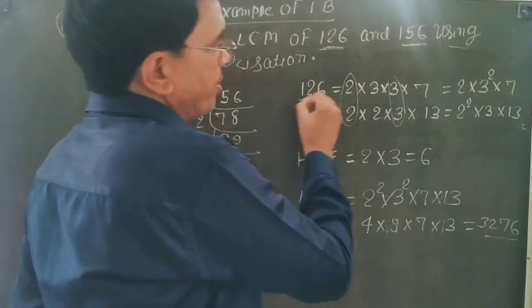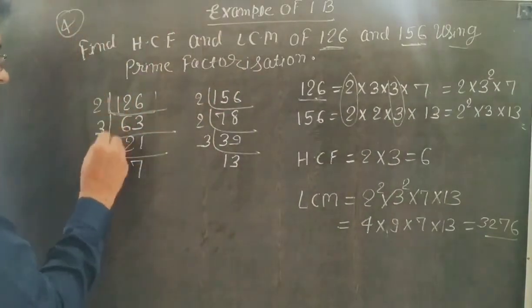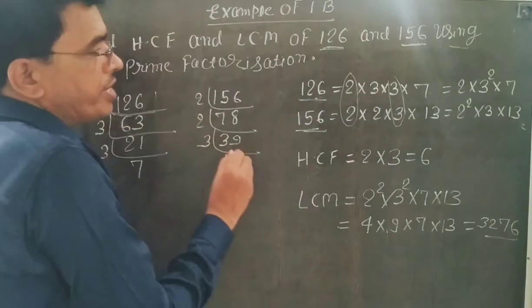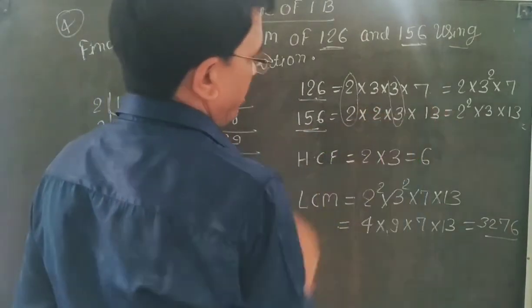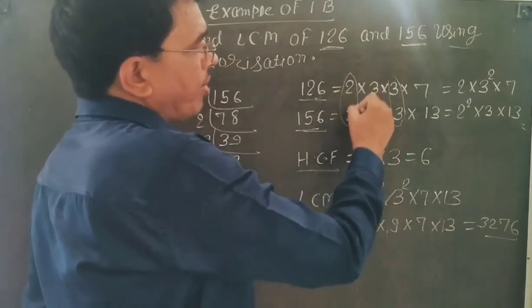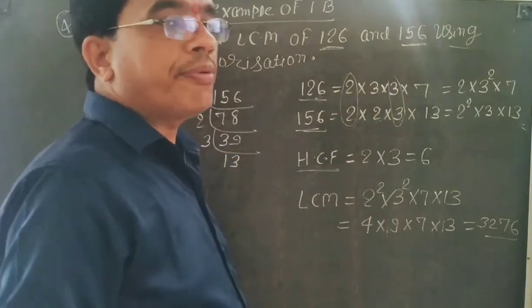Now here is 126, I write 2 into 3 into 3 into 7. Here 156, I write 2 into 2 into 3 into 13. First find HCF. It is very simple. What is common between them? If there are 2 numbers, then what is the common factor between them?